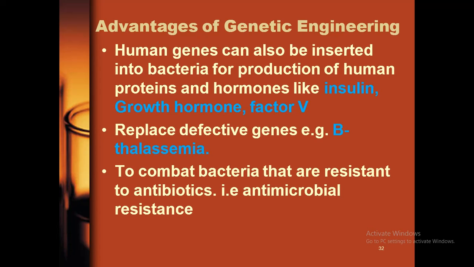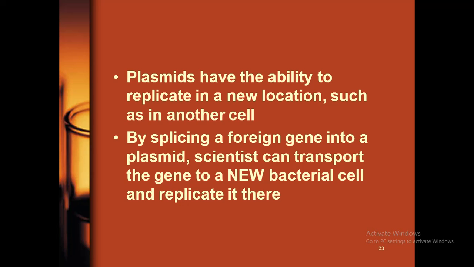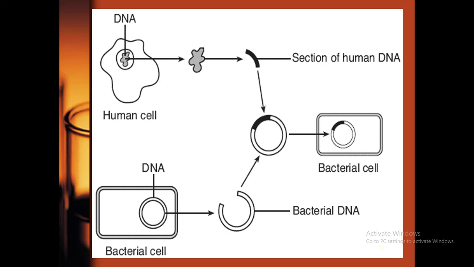So, how will we treat the antibiotic resistance of certain bacteria? We can cut the bacterial plasmid and remove the gene which gives the bacteria the power to resist certain antibiotics, so that when that resistant gene is removed from the bacterium, the bacteria is sensitive to the antibiotics. So the plasmids have the ability to replicate in a new location such as in another cell, and by splicing a foreign gene into a plasmid, scientists can transport the gene to a new bacterial cell and replicate it there.